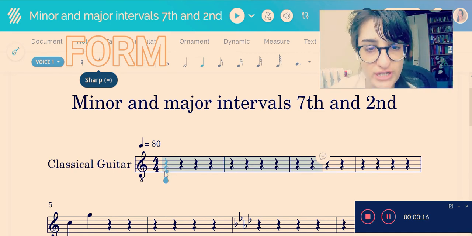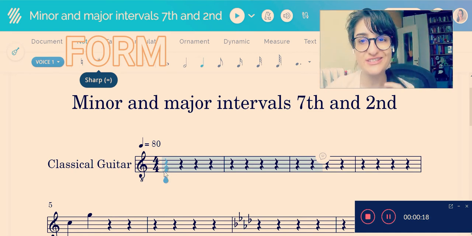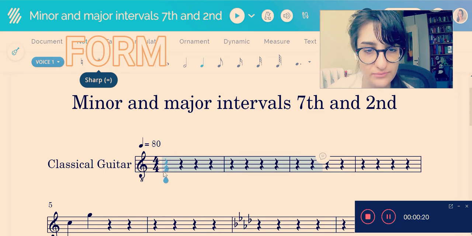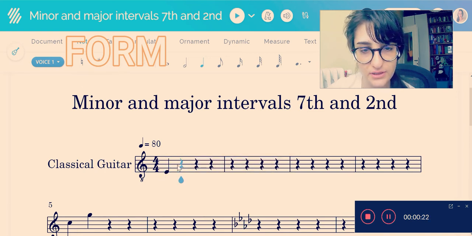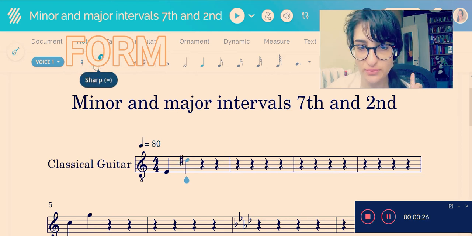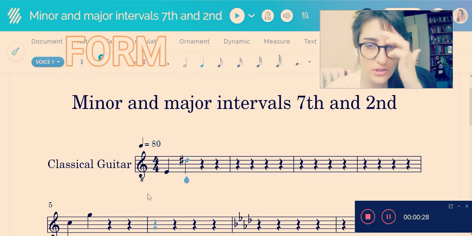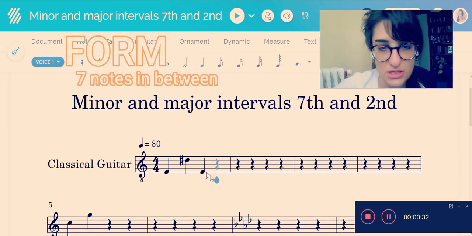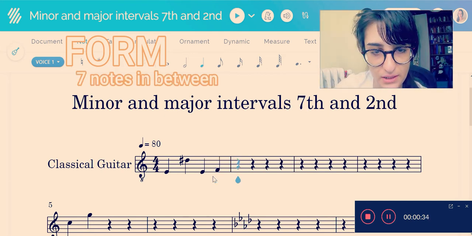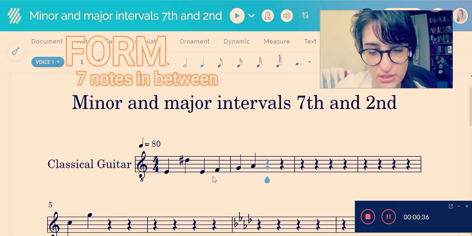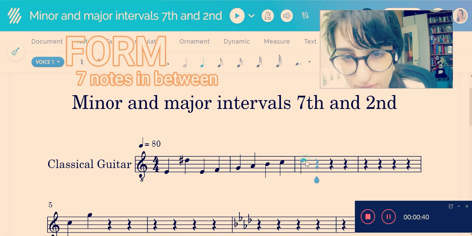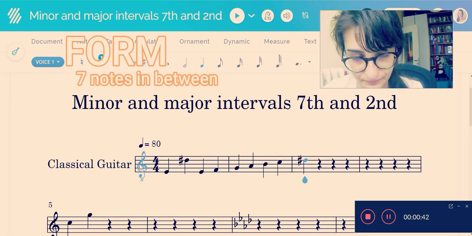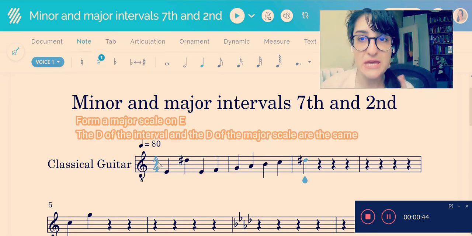First of all, we need to define it in terms of its number. Okay, so I have E to D sharp. We know it's a seventh because there are seven notes in between: E, F, G, A, B, C, D. Now, don't worry about all the sharps and flats for now. Now, this is a major seventh.